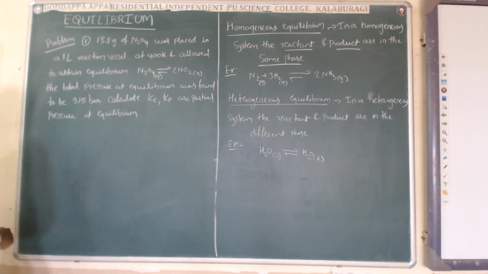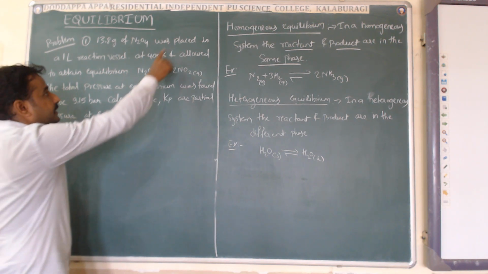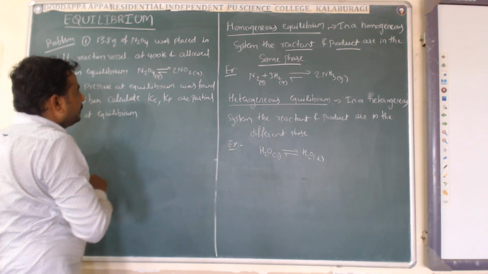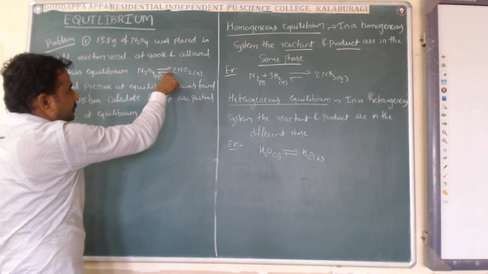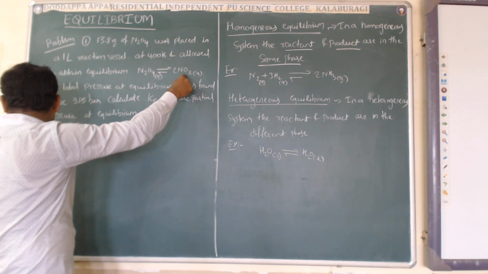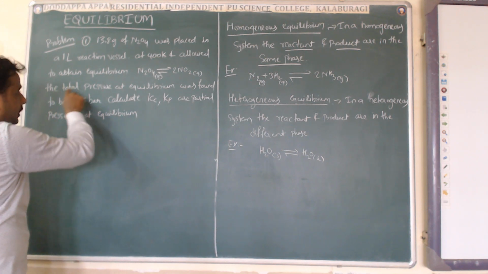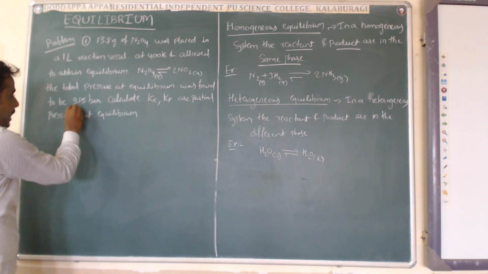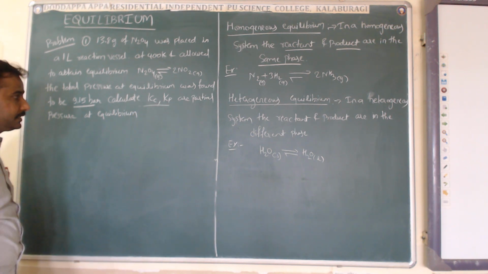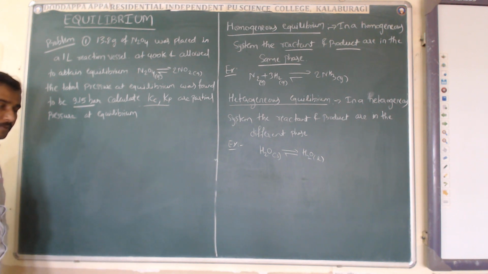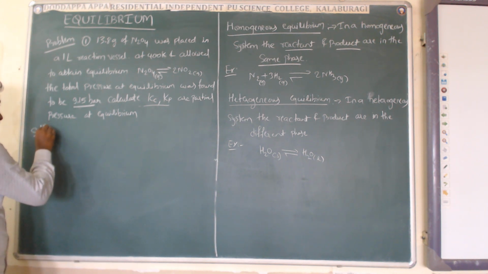You see this problem: 13.8 gram of N2O4 was placed in a 1 liter reaction vessel at 400 Kelvin and allowed to attain equilibrium. That is, the N2O4 is converted to 2NO2 and 2NO2 converts back to N2O4. The total pressure at equilibrium was found to be 9.15 bar. They are telling us to calculate Kp and Kc at equilibrium. Then you have to write down the solution.